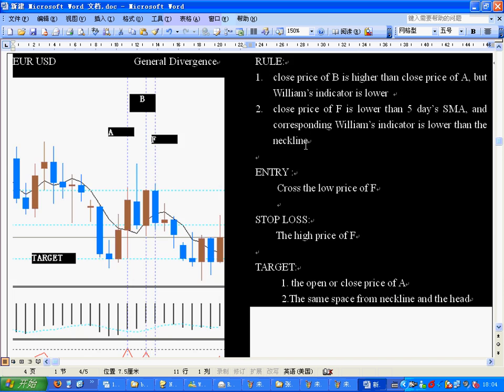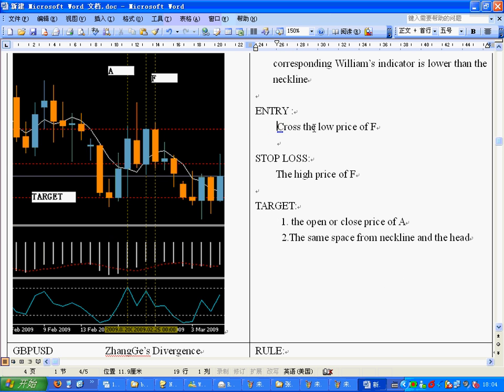If all the rules are satisfied, then in the next candle, when the price crosses the low price of F, we can enter the market, build our bear position, and put our stop loss at the high price of F. We have two targets, and whichever is reached, we close our position. The first is the open or close price of A, which is already reached here. And we can wait for the second target.